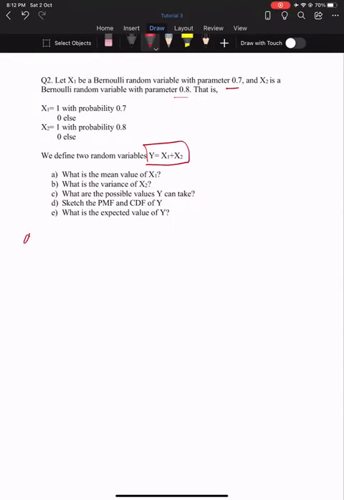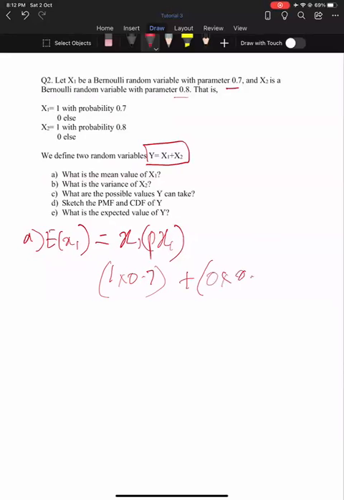For part A, we have to find the mean value, which is the expected value of x1. For the expected value, we take each value of x1 and the probability of that value, for all values of x1. Here x1 will take only two values, either 1 or 0. It takes 1 with a probability of 0.7 and 0 with a probability of 0.3. So this just becomes 0 and we get 0.7.